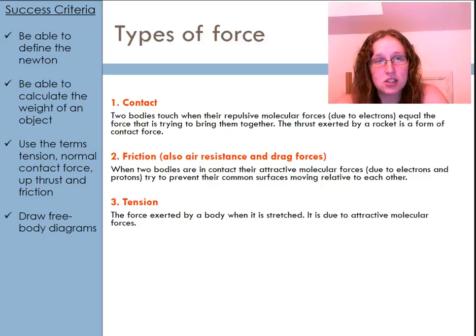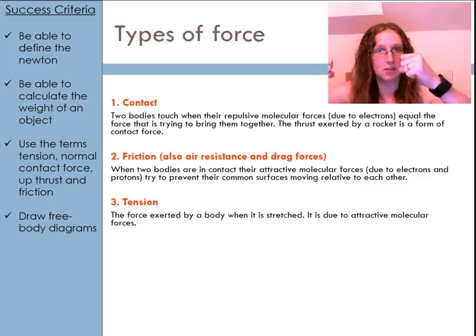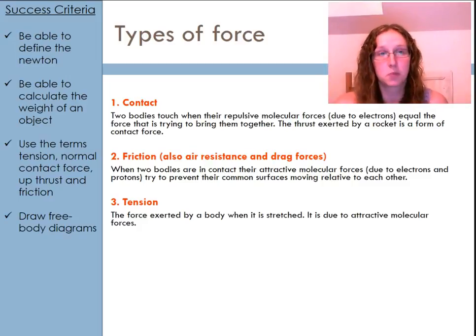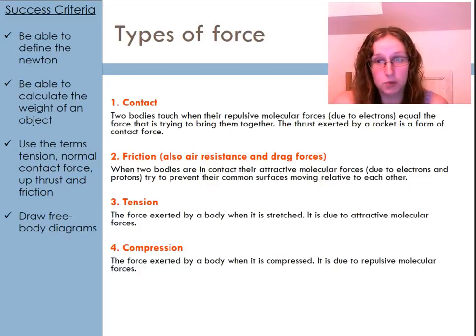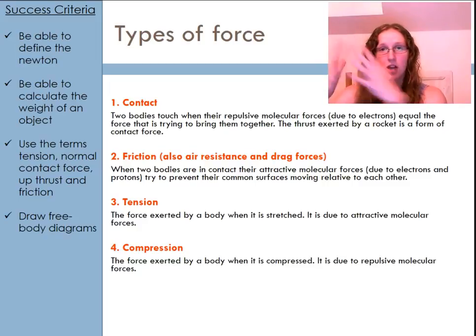Tension is caused when a body is stretched. So if I stretch an object out, it wants to pull back in on itself, and the pulling back is the tension. Then we've got compression, which is the opposite. When I squash something down, it wants to push back out and be its original shape. That would be the compression.